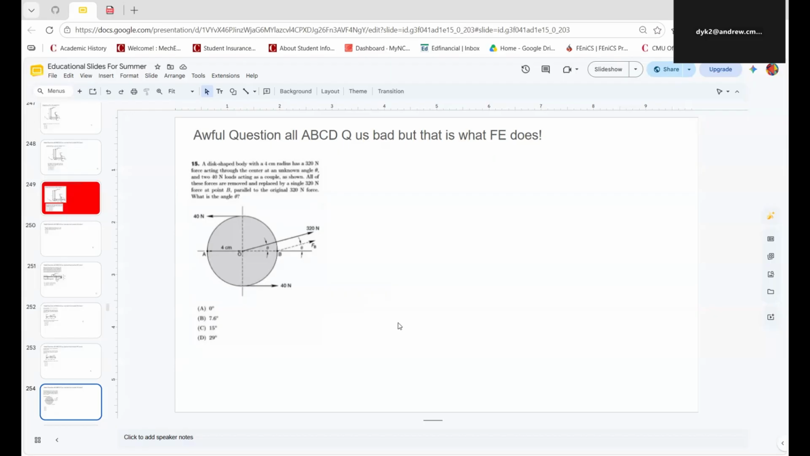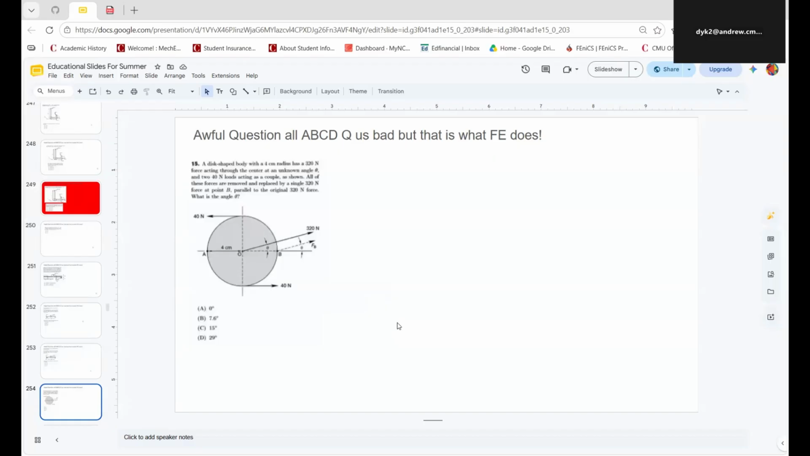This body, which is 40 centimeters, has a 320 newton force acting through the center at an unknown angle, and two 40 newton forces, okay, as shown. All these forces are removed and replaced with a single 320 newton force at point B, parallel to the original 320 newton force. What is the angle? All right, that's interesting. So this body has a 320 newton force acting through the center at an unknown angle and two 40 newton loads acting as a couple.